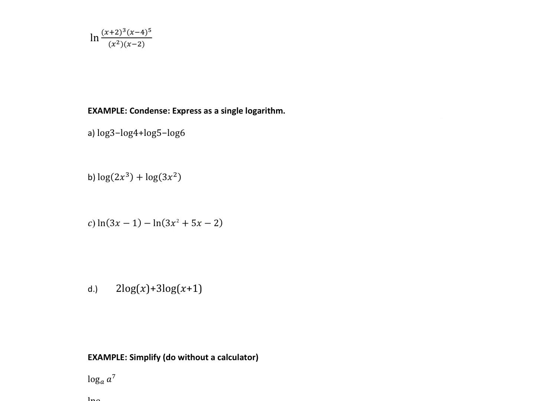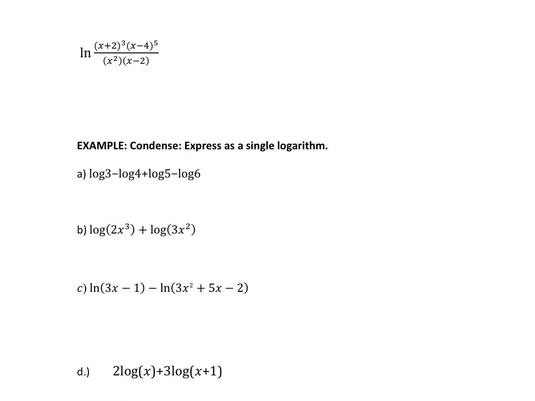I have one additional example that's more algebraic. So this one is something you might see in calculus. Notice that it's a little bit more involved, but the rules are the same. So we're going to start with our quotient. So this is the natural log of x plus 2 cubed times x minus 4 to the 5th. That's the log of the numerator minus the log of x squared times x minus 2. So we have the log of the numerator minus the log of the denominator.